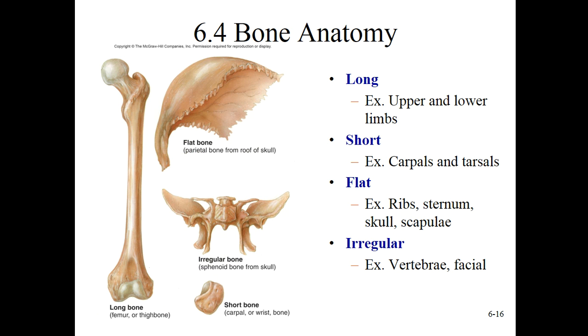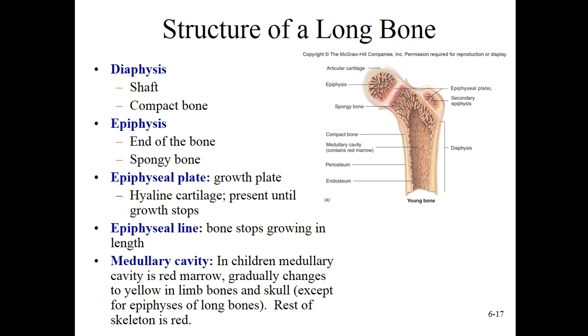Very simple. Long bones are long, flat bones are flat, short bones are about as wide as they are tall, and anything else we call irregular bones. When we look at the structure of a long bone, whether it's this femur or even one of the small long bones in your fingers, the phalanges, we use this vocabulary to talk about the different parts.